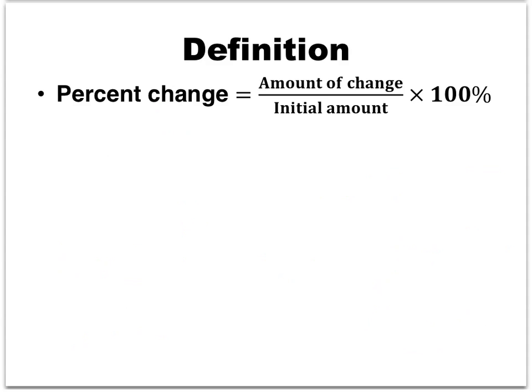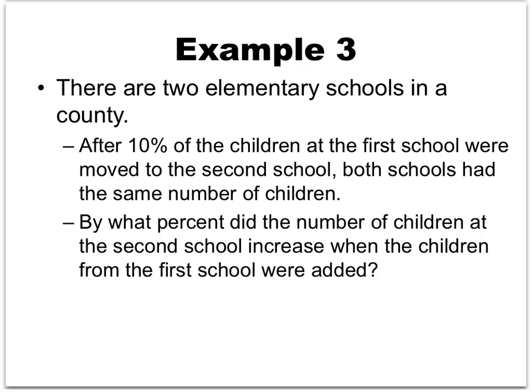So before we do our third example, let's introduce another definition. A percent change is equal to the amount of change divided by the initial amount, and then we're going to take that times 100% to convert it over to a whole number. And so we start off with some initial amount. That's going to become our denominator, and the numerator is the amount of the change. And so let's illustrate this with our next example.